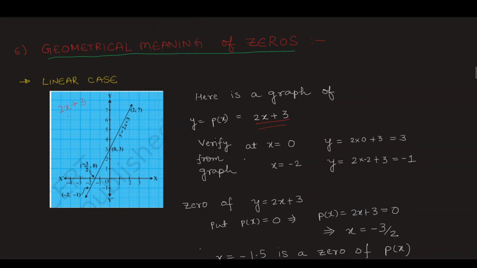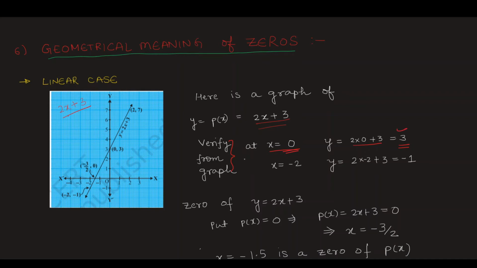This is the graph of 2x plus 3. Let us first verify that this graph is correct. Put x is equal to 0 in this equation. We get 2 into 0 plus 3 is equal to 3. And so for x is equal to 0, we get y is equal to 3.